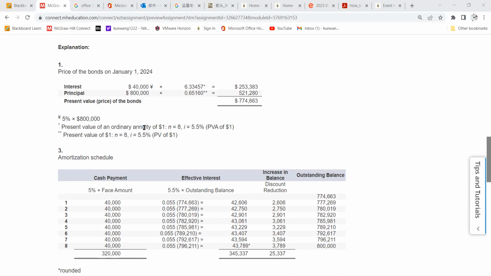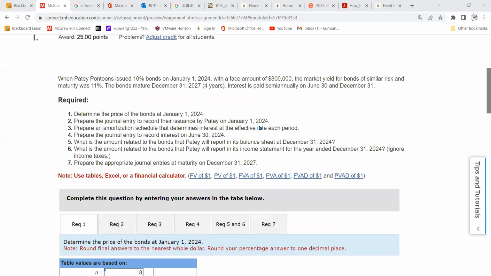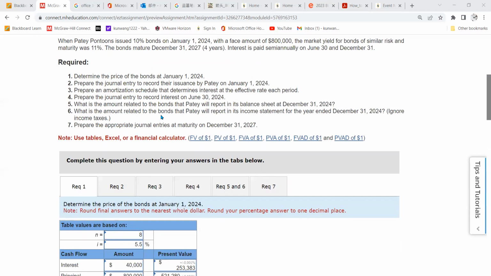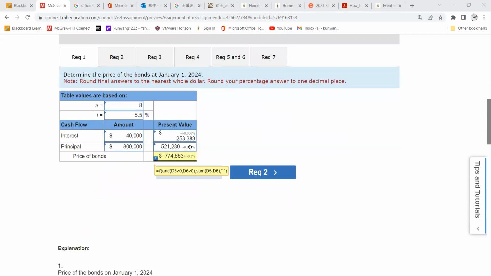So present value of ordinary annuity for the interest and the present value of $1 for the maturity amount. So we have a slight discount, not too much, because now back to here, you can see the stated rate is only 1% lower than the market rate. So you know you will have a discount, but the discount wouldn't be too much. So we have about 25,000 something, right? So compare with the face value 800,000.